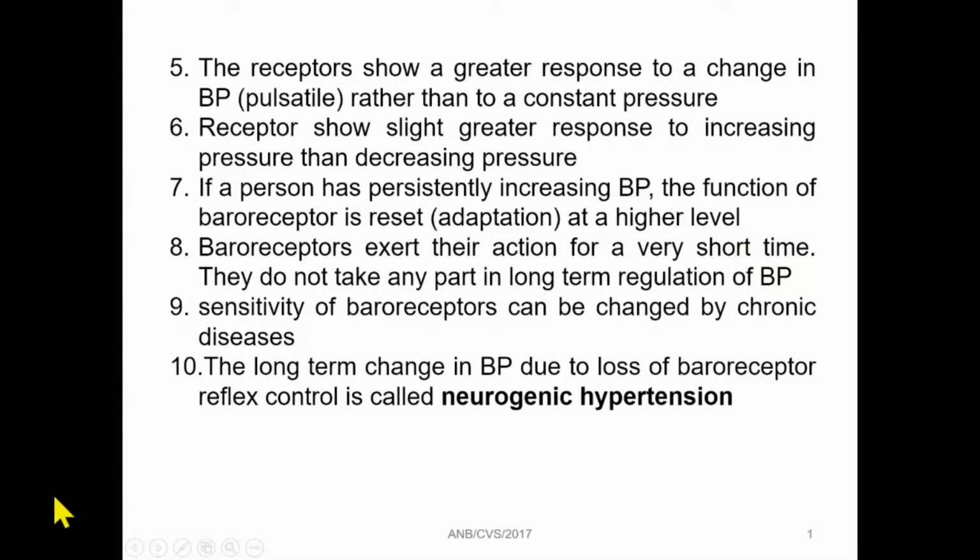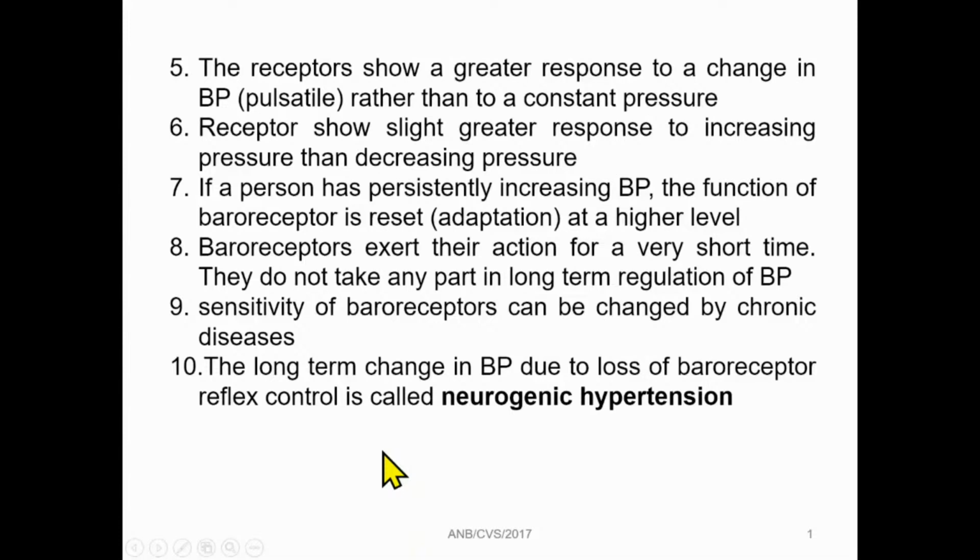Eighth property. Baroreceptors exert their action for a very short time, and hence they are categorized under rapidly or short acting mechanisms. Within say 20 minutes they are active. They do not take any part in the long term regulation of the blood pressure. Sensitivity of the baroreceptors can be changed by chronic disease. In some of the diseases where there is persistently occurring variation in the blood pressure, the sensitivity of the baroreceptor will change accordingly.